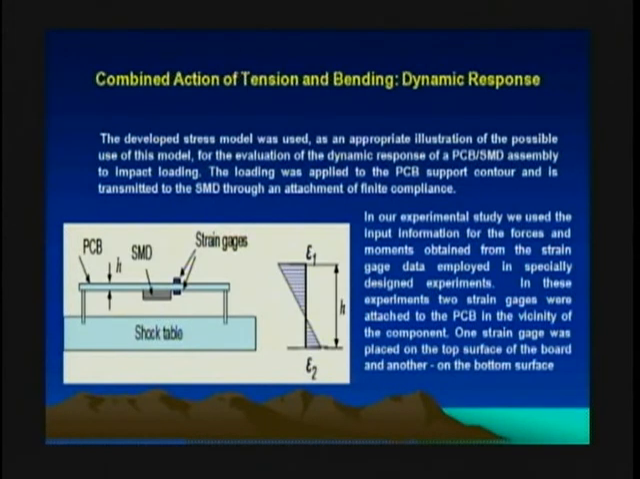In these experiments, two strain gauges were attached to the printed circuit board in the vicinity of the component, and one strain gauge was placed on the top surface of the board and another on the bottom surface. Let me tell you this, since many of those who will be reading the notes of my course. Certainly, the bottom line, ultimately, we want to understand the strains that are generated in the vicinity of the solder joints, because it's the corner solder joints that are the most vulnerable ones.